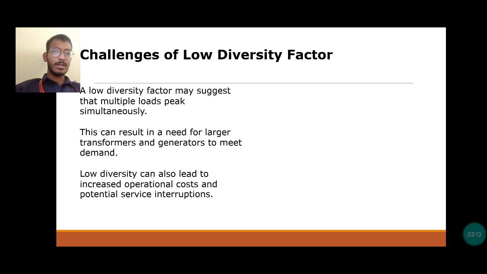Challenges of low diversity factor. A low diversity factor may suggest that multiple loads peak simultaneously. This can result in a need for larger transformers and generators to meet demand. Low diversity can also lead to increased operational costs and potential service interruption.